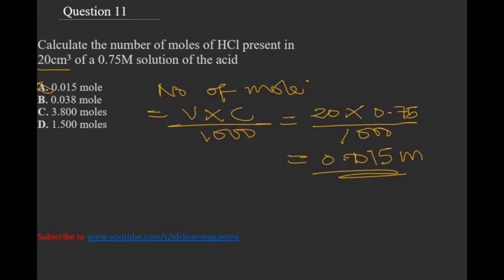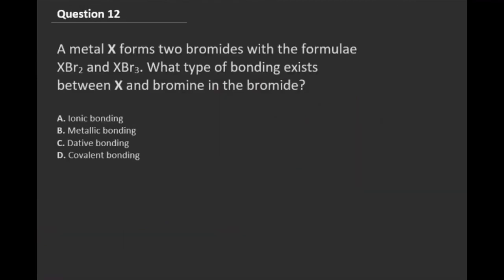Okay, question number 12. It says a metal X forms two bromides with the formula XBr2 and XBr3. What type of bond exists between X and bromine in the bromide? Looking at it, the question states a metal, so the X here is a metal. So they're asking us what type of bond exists.